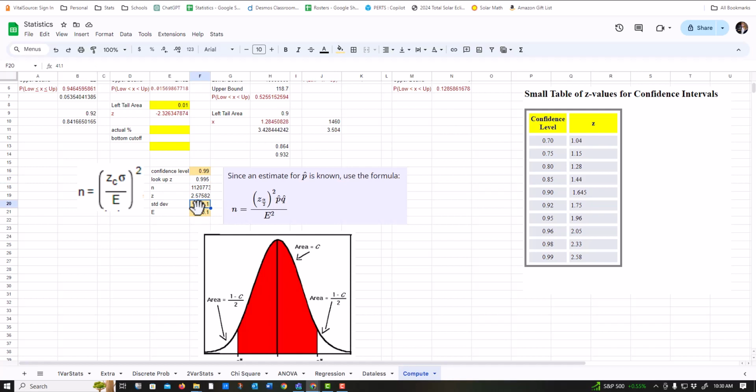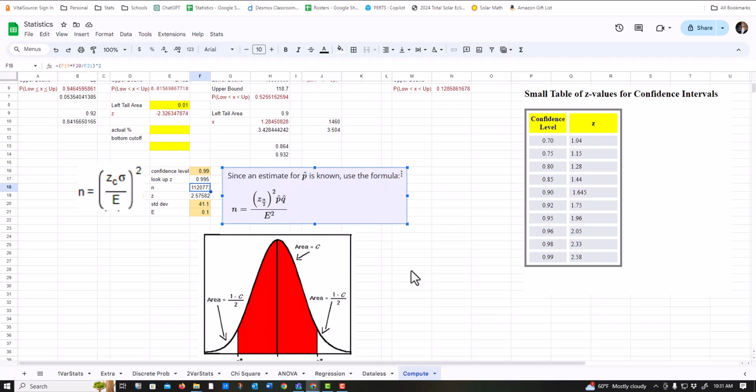Then I enter in a standard deviation. This was just an example that I had. And then the error. So the Z value is found with this NORM.S.INV, and then look up this value in this cell right here. And then my N takes my Z. Oh, I'm like, what's going on here? I'm looking at the wrong formula. So it takes my Z times my standard deviation divided by the error, all that in parentheses, and then squares it.